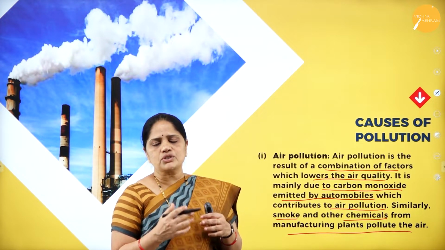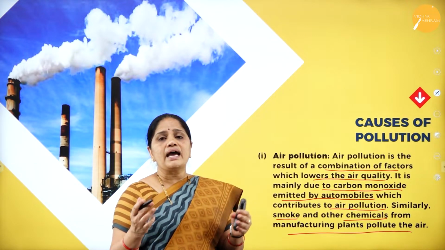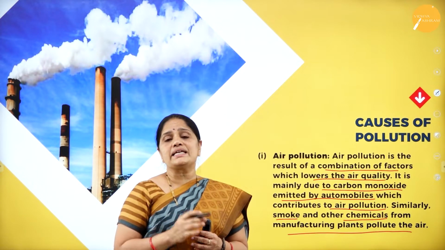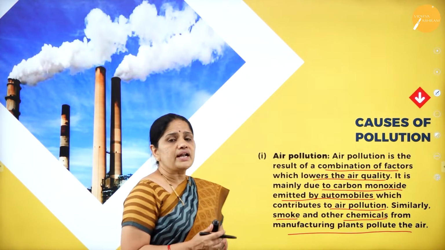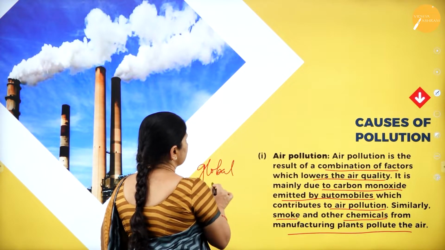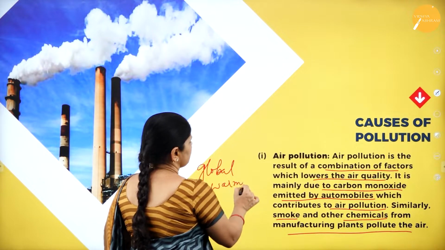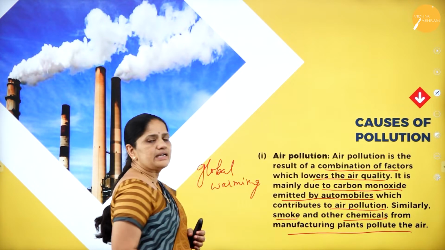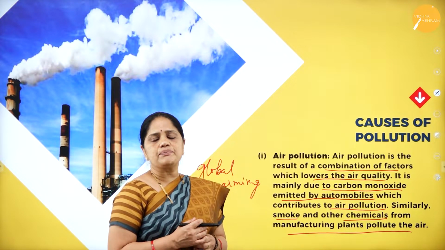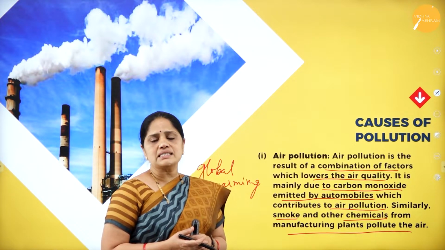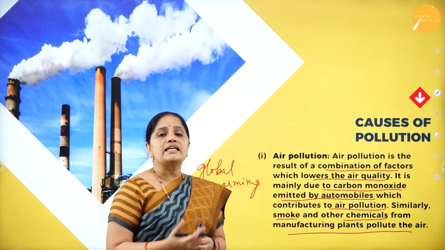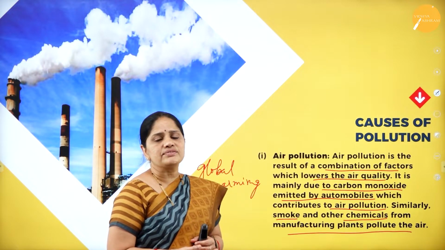This is giving so much pollution in the air, because of which the ozone layer is being depleted, and as a result we are having global warming. So this global warming is a result of air pollution, because we are releasing toxic chemicals in the air, and these toxic chemicals are depleting the ozone layer, as a result of which the ultraviolet rays of the sun are entering the earth and causing the global warming of the earth.